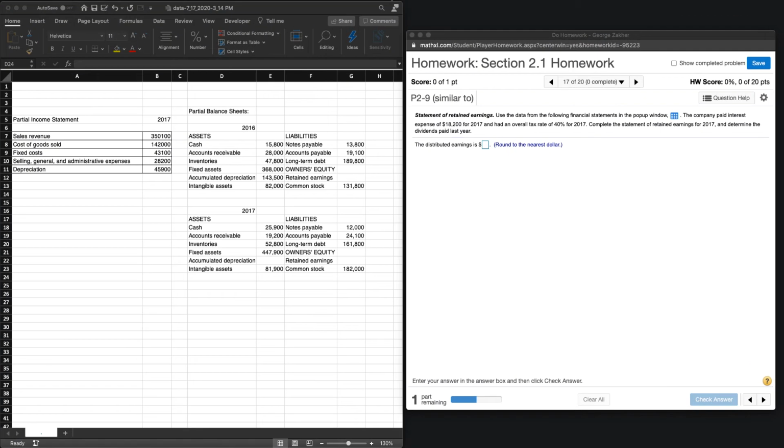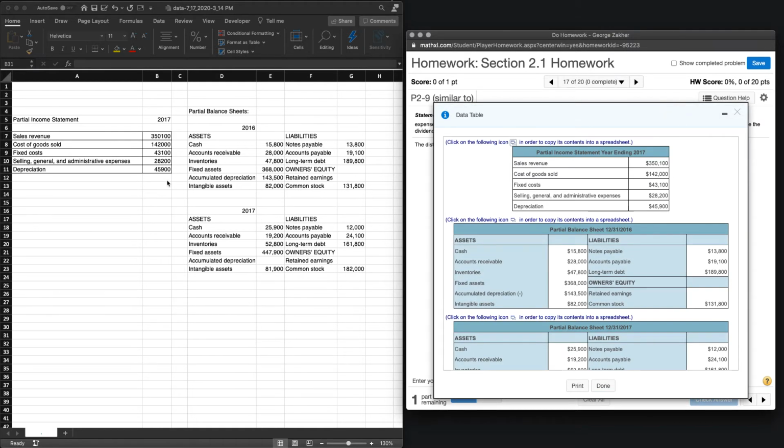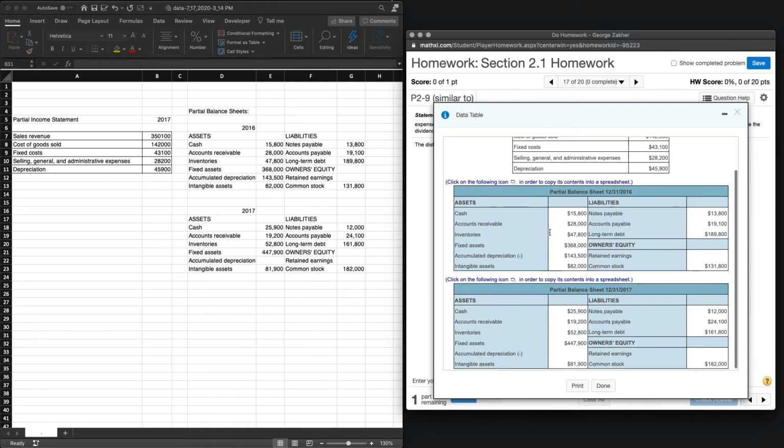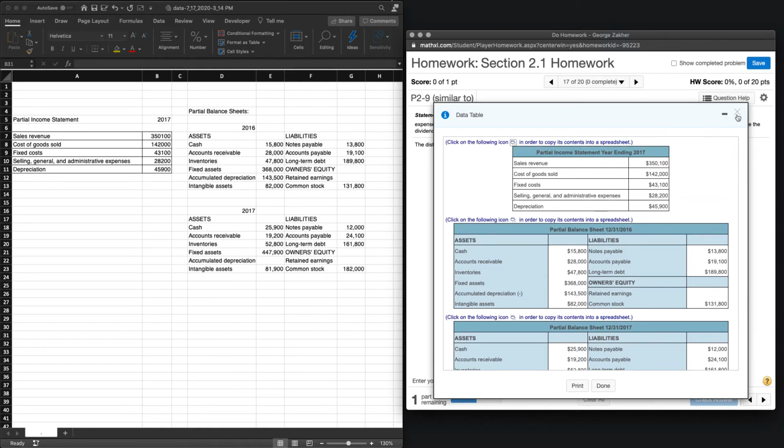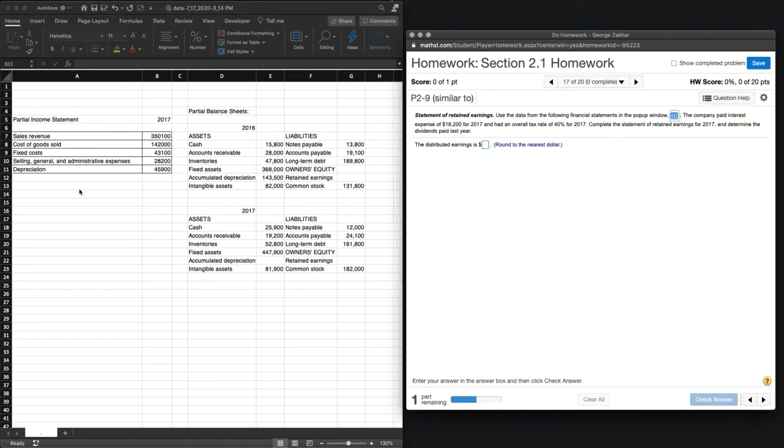Hey everyone, we're going to take a look at how to create the statement of retained earnings. As always, we're going to download our data. You can see I've already done that. They provide a partial income statement and two partial balance sheets. Step one is to complete the income statement.